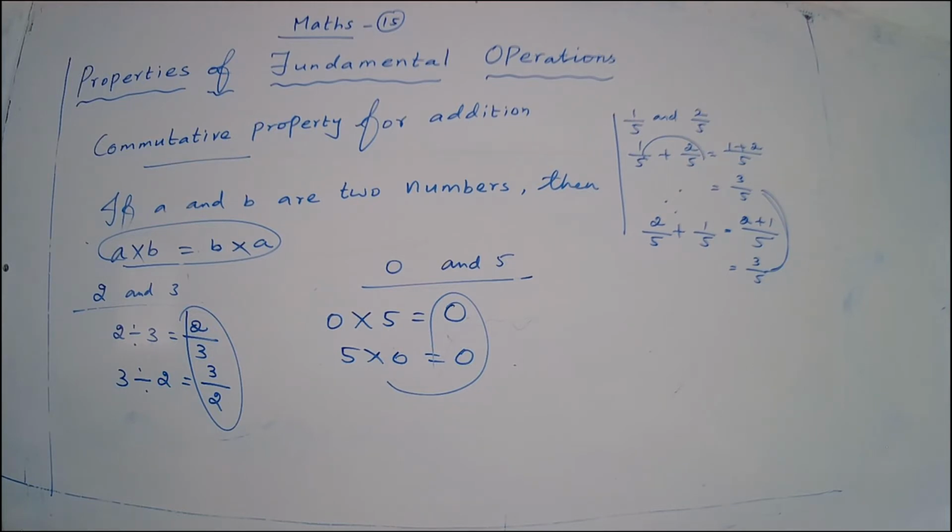Now you come to commutative property for division of numbers. Next page, page number 18.